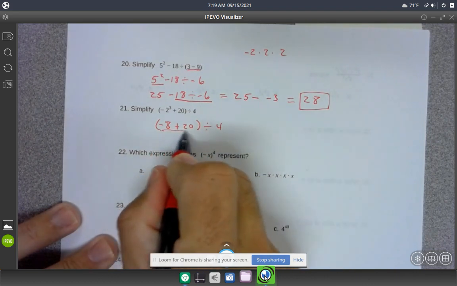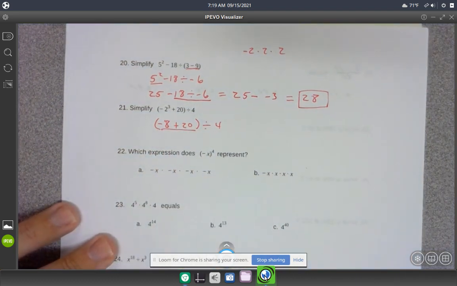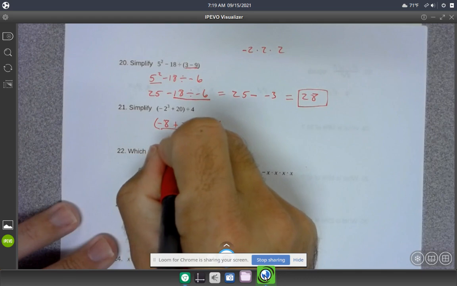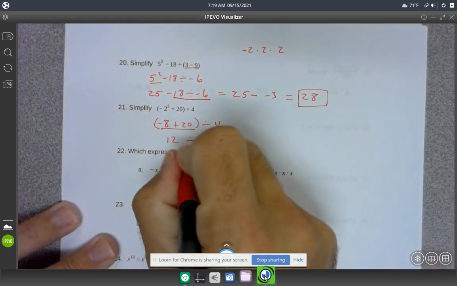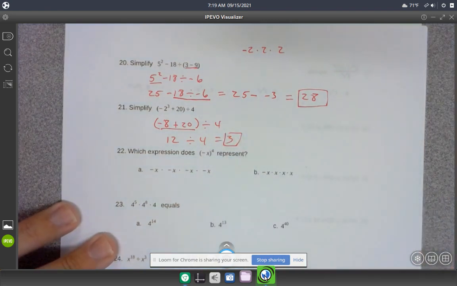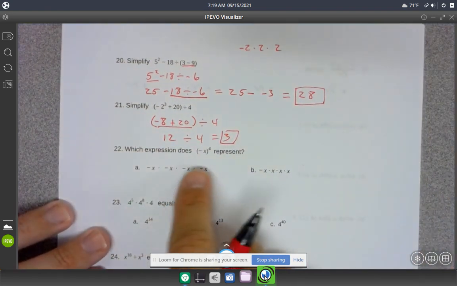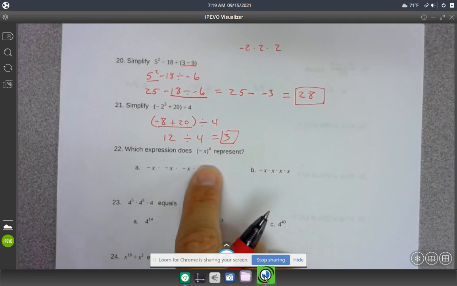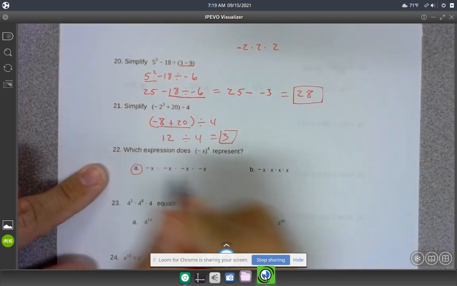And then I'm going to put one negative symbol there. All right, finish off the parentheses. Negative 8 plus 20, that's equal to positive 12. And then 12 divided by 4, that's equal to 3. Cool. So number 22 is going to be option A.